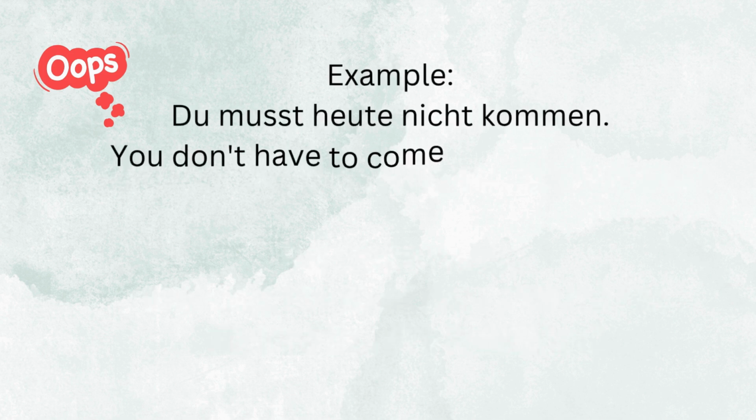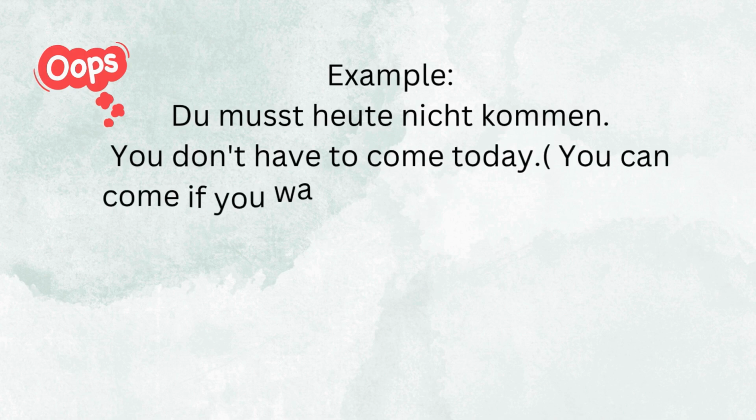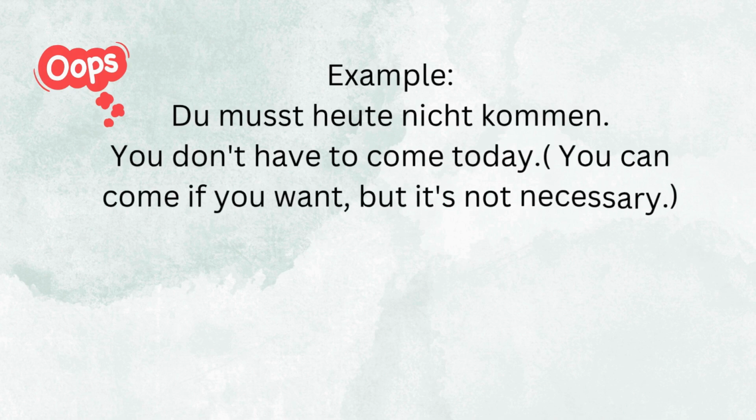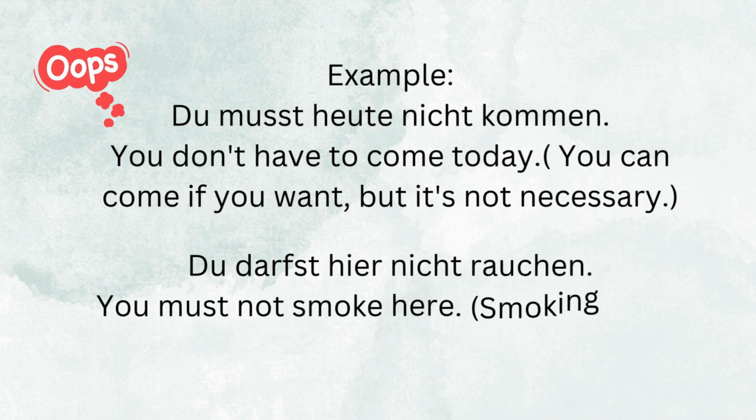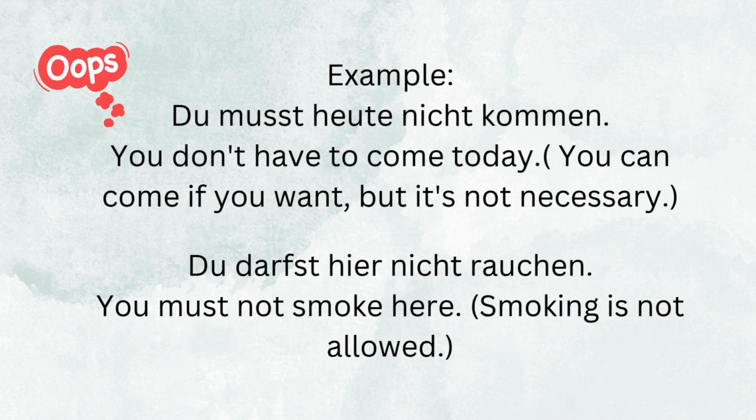Example. Du musst heute nicht kommen. You don't have to come today. You can come if you want, but it's not necessary. Du darfst hier nicht rauchen. You must not smoke here. Smoking is not allowed. This pair is one of the most important distinctions in German, and once you understand it, you'll avoid one of the most common beginner mistakes.